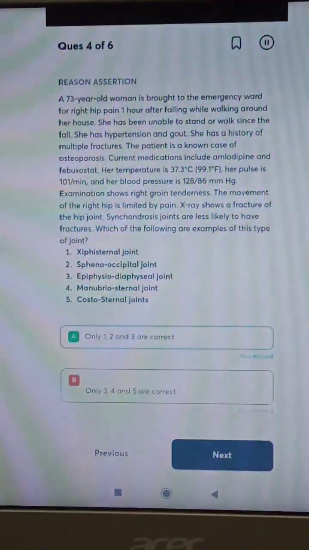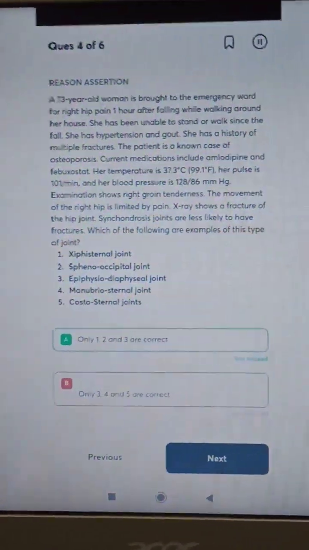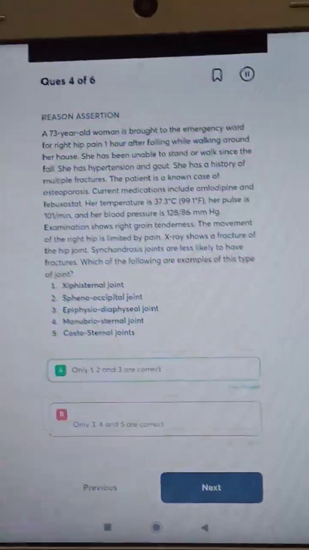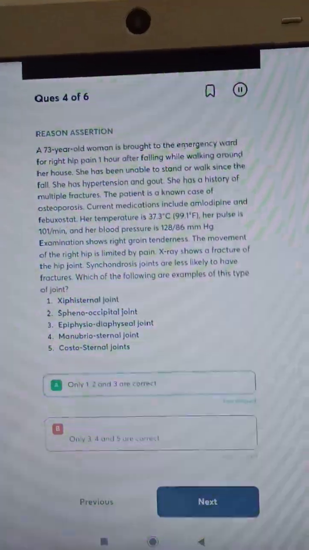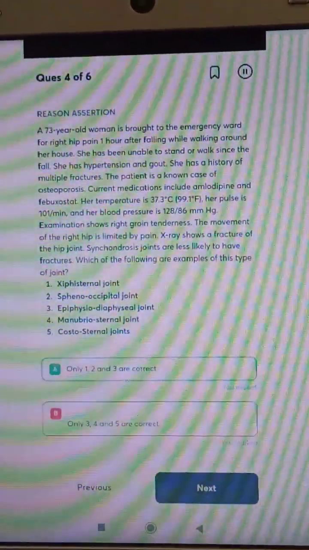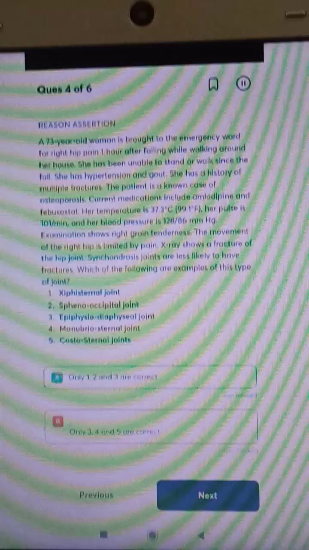A 73-year-old woman is brought to emergency ward for right hip pain 1 hour after falling while walking around her house. She has been unable to stand or walk since the fall. She has hypertension and gout. She has a history of multiple fractures.